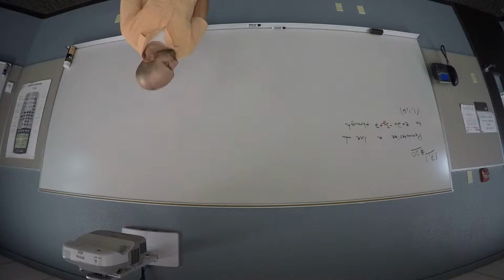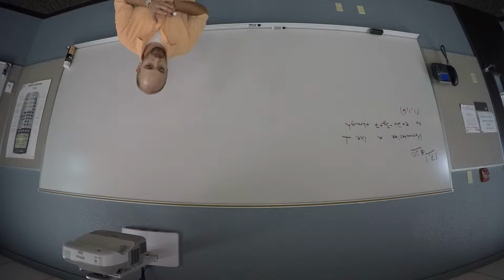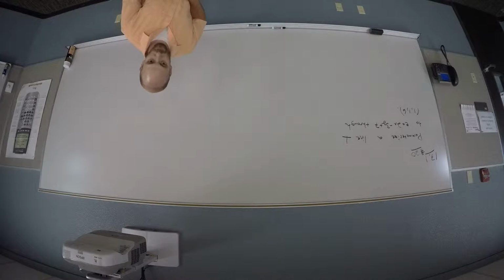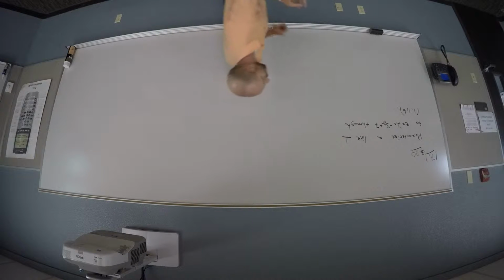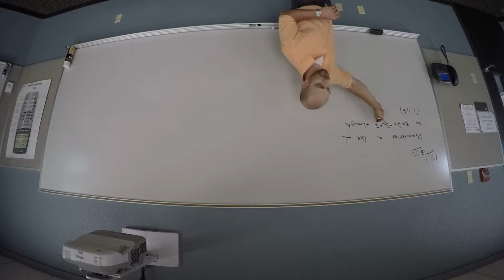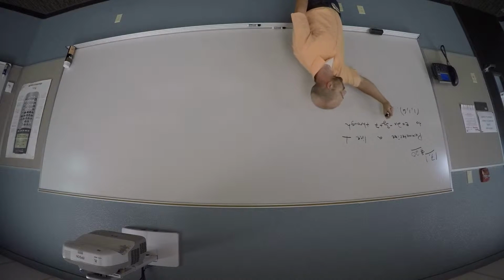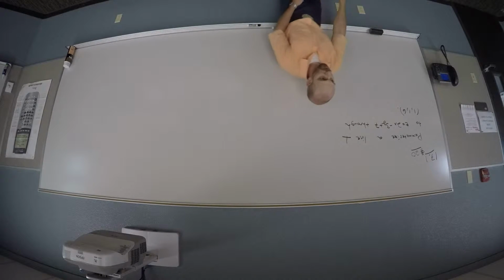All right, let's try number 20 and 17.1. So, what do they want us to do? Find a parameterization, or parameterize a line, perpendicular to that plane that goes through that point. Perfect. So first things first, what do I need?